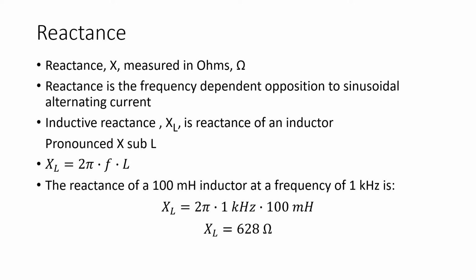So, looking at a problem, we're asked to calculate the reactance of a 100 millihenry inductor at a frequency of 1 kHz. So X sub L equals 2 pi times 1 kHz times 100 millihenries, which gives us 628 ohms.